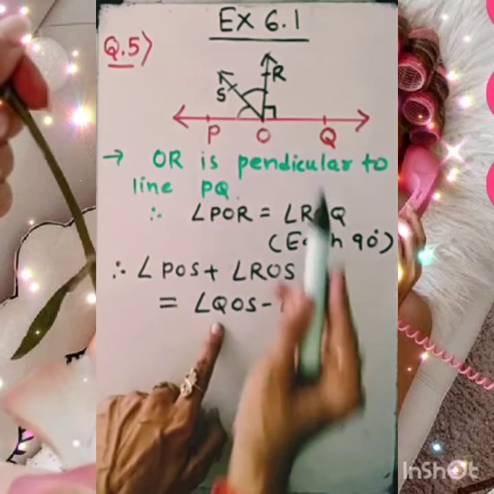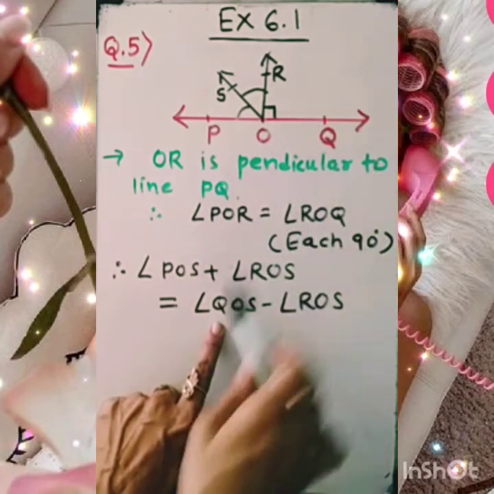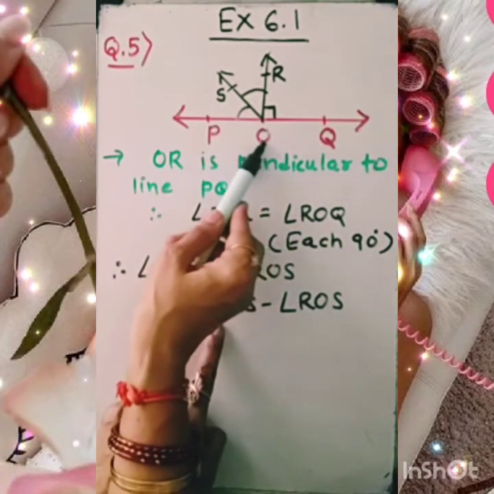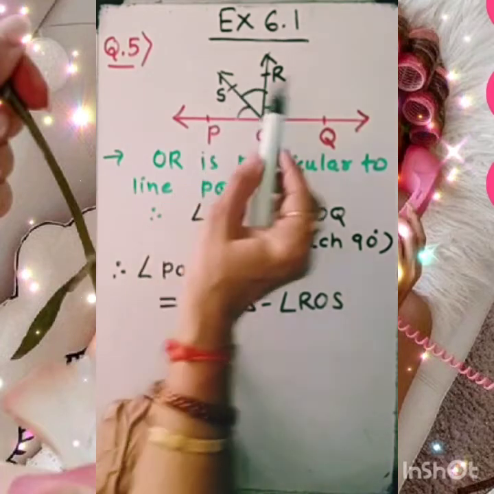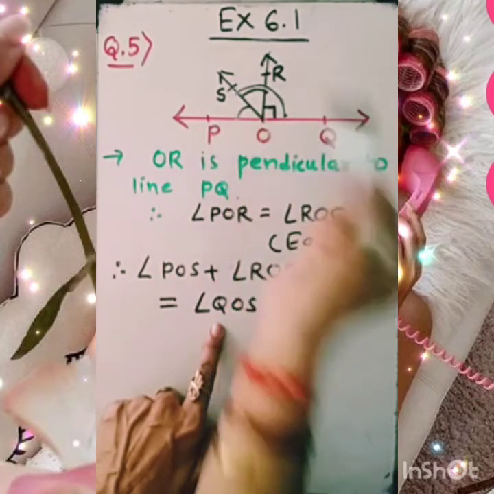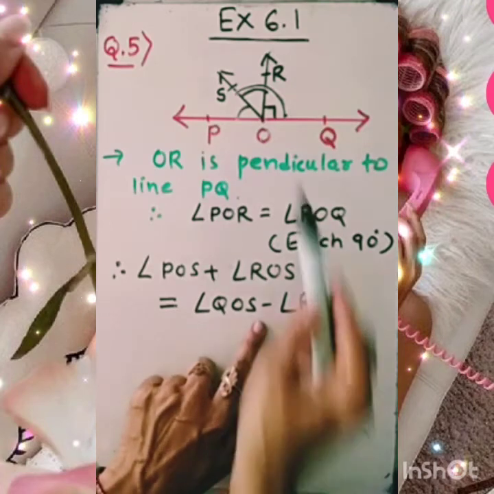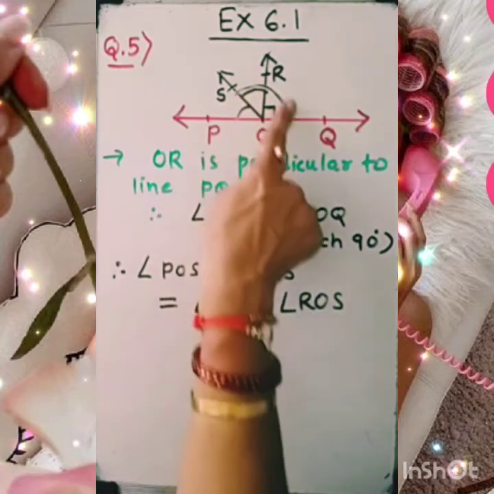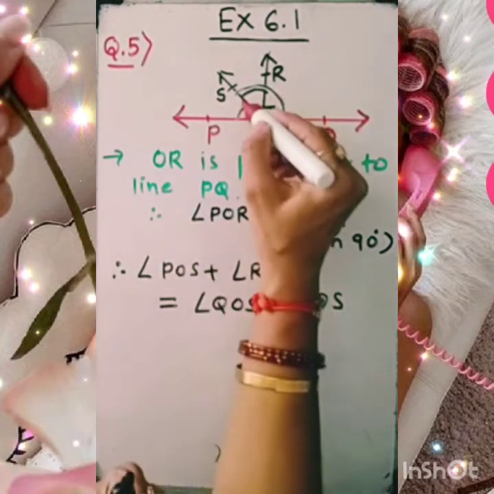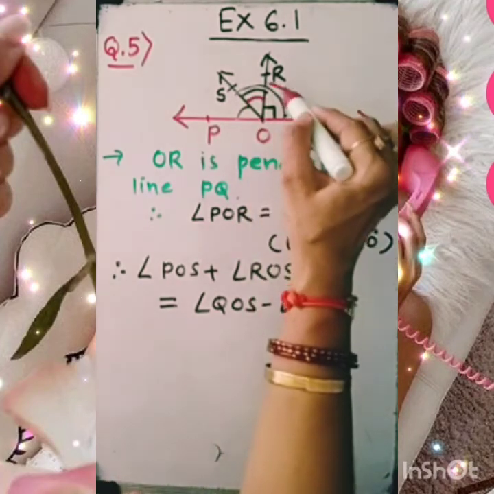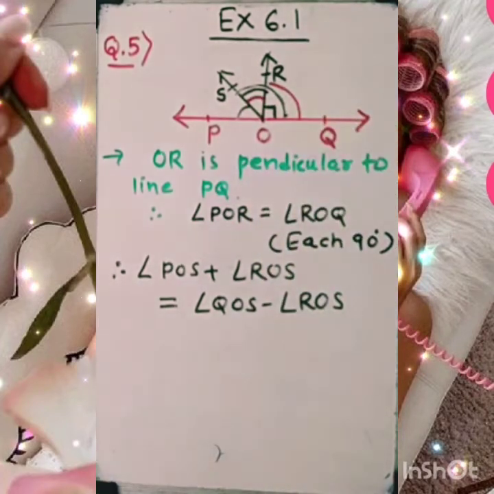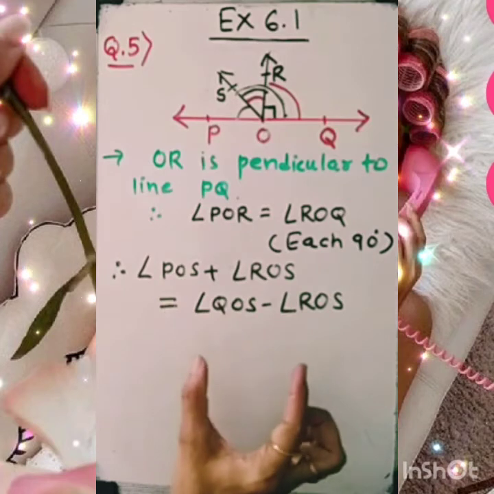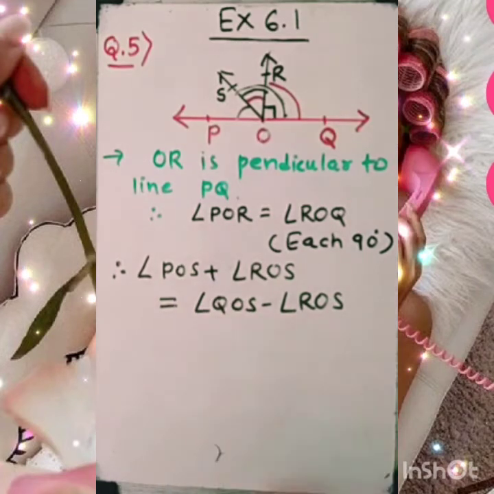Now, this is a very important step to remember, angle QOS. Just look at the screen. QOS, this much portion, minus angle ROS. This much portion I am subtracting. This much is full, from it I am subtracting this much portion. Then of course this much will be left, and that is again 90 degree. This is the important step which we have to mention. According to this, LHS is also 90 and RHS is also 90.